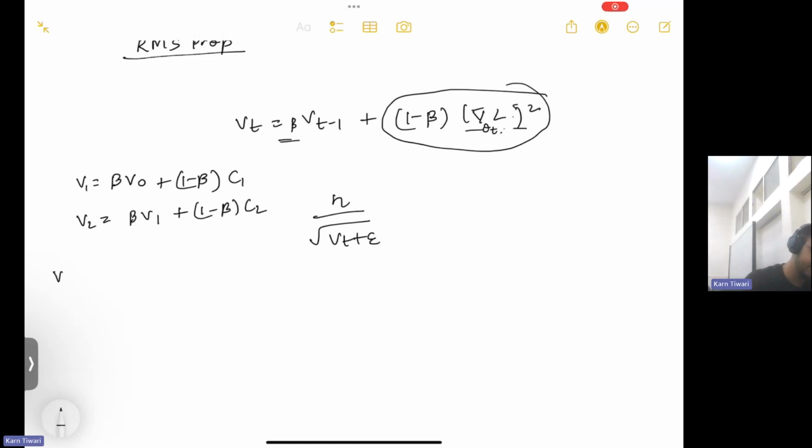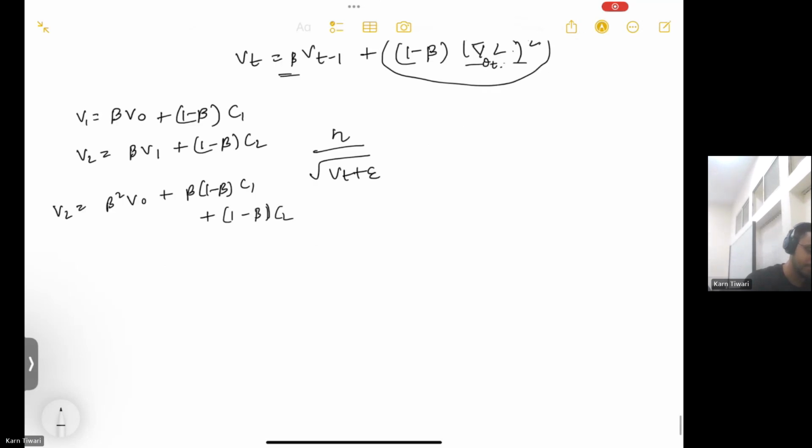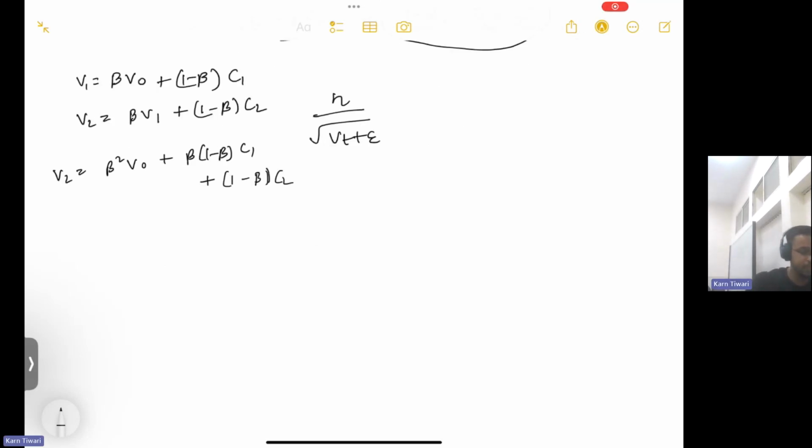C2. Substituting V1 into this, V2 will be equal to beta square V naught plus beta times 1 minus beta C1 plus 1 minus beta C2. Okay. So this beta square, because as I mentioned, we take beta as a larger value, with time this decay will always be there, because the 1 minus beta term is there.